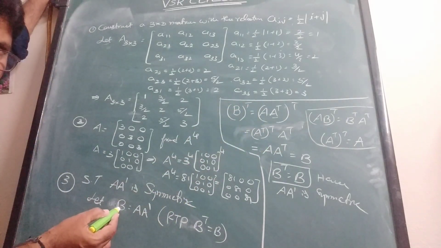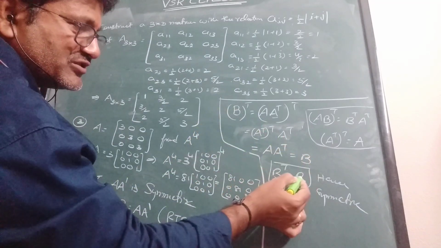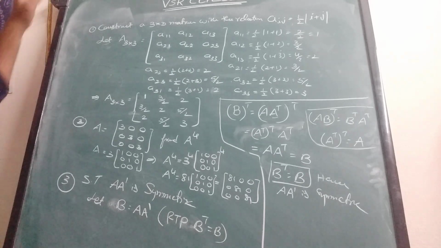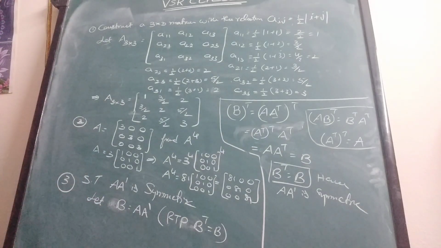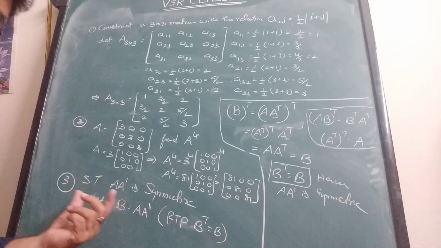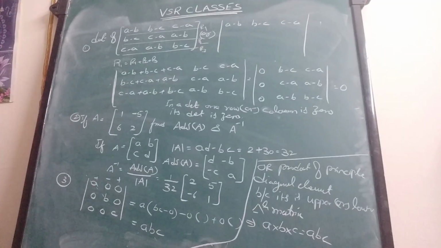What is this? This is nothing but B. Now B transpose is equal to B. B transpose is equal to B proved. Hence A A dash is a symmetric matrix. Like this we have to prove. Whenever he is asking to show that or prove that without doing numerically, you have to prove like this. Now listen children.